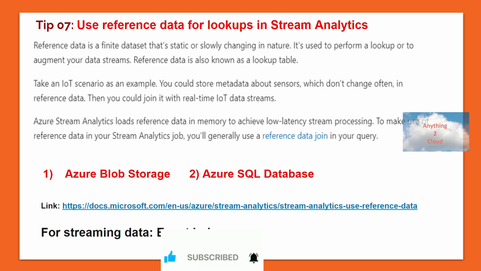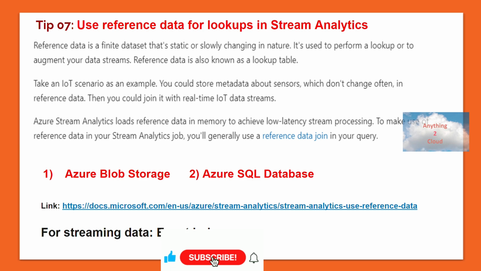Take an IoT scenario as an example. You could store metadata about sensors, which doesn't change often, in reference data. Then you could join it with the real-time IoT data streams. Azure Stream Analytics loads reference data in memory to achieve low latency stream processing. To make use of reference data in your Stream Analytics job, you generally use a reference data join in your query.